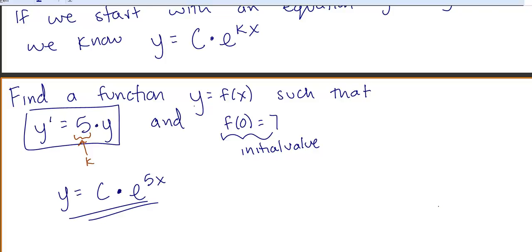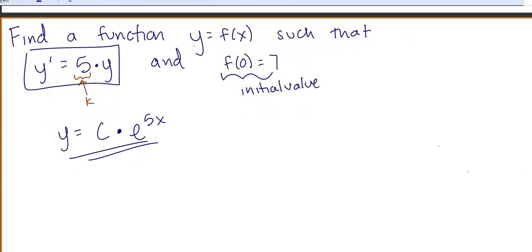So it turns out that any value of c would give us this differential equation. But sometimes we're interested in a specific value of c, and this initial value is going to let us find that specific value of c. So what we'll do is we'll say now that f of x equals some constant c times e to the 5x. And we know that f of 0 is supposed to equal 7, so solve for c.